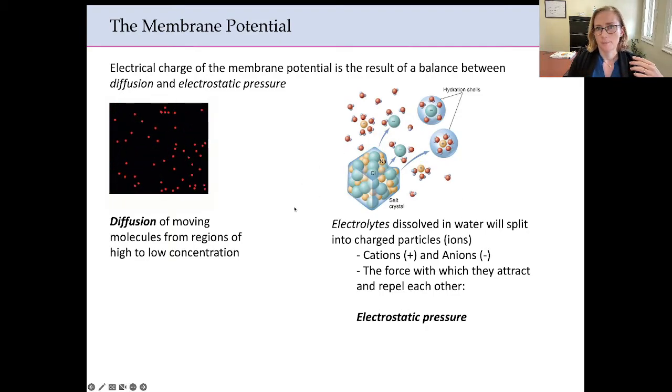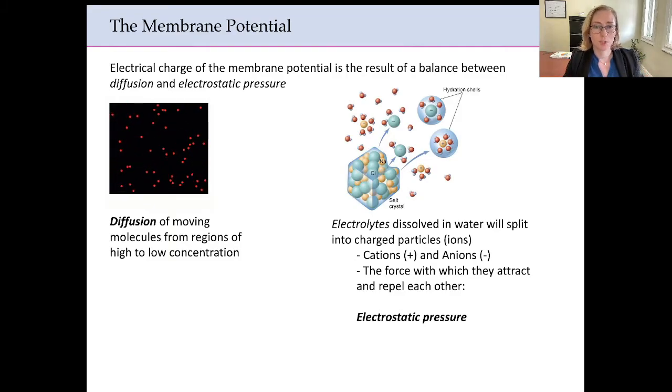The second force at play is electrostatic pressure. Just like I was mentioning, if you drop a drop of salt water into a non-saline solution, saline just means salt water. For example, if I drop NaCl, which is sodium chloride, table salt, it's actually made up of positively and negatively charged ions. Na, sodium, is positively charged, chloride is negatively charged. And don't worry if you're like, I need to write this down. Sodium and chloride, they're both going to come up again because sodium especially is extremely important for the action potential.